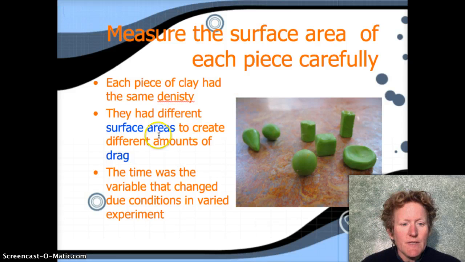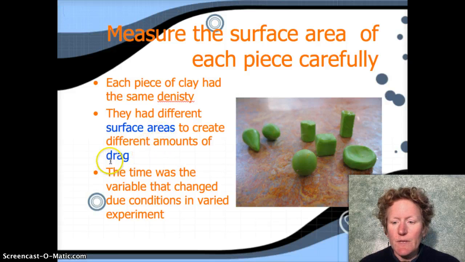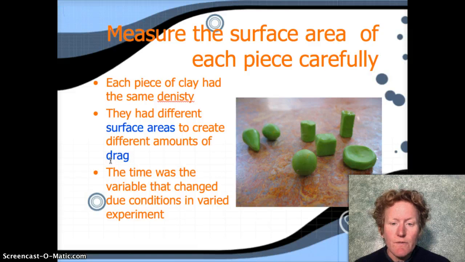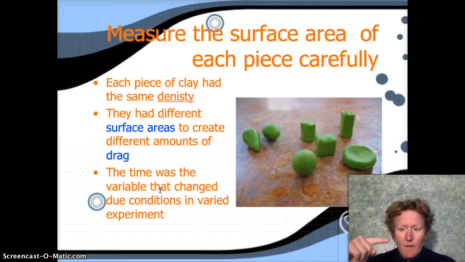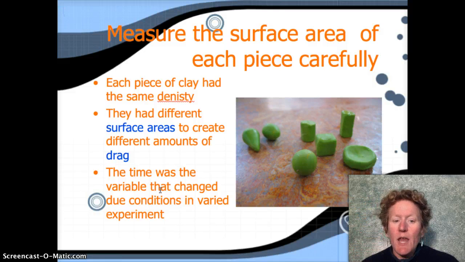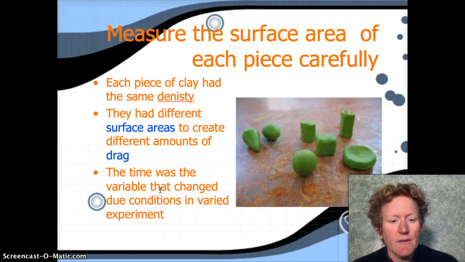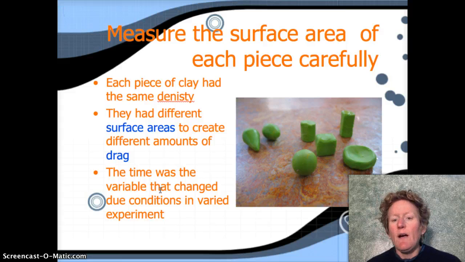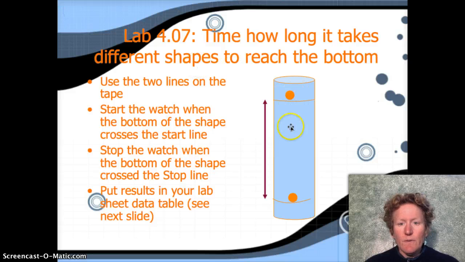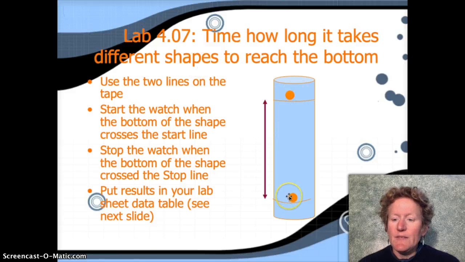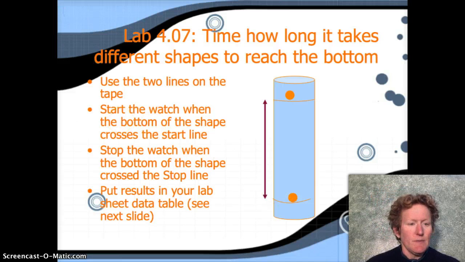They had different surface areas to create different amounts of fluid drag. That, of course, is a frictional force, and that depends on the amount of surface area. The time it took to go through the tube of shampoo changed due to conditions that varied in the experiment. And when something depends on what you change in the experiment, we call that the dependent variable. So this time to fall through the tube is the dependent variable in the experiment.